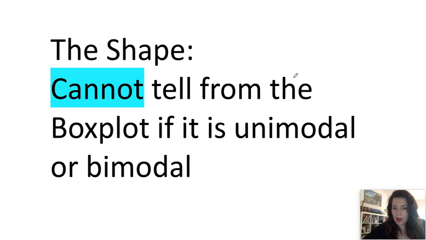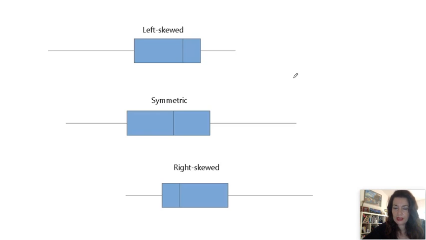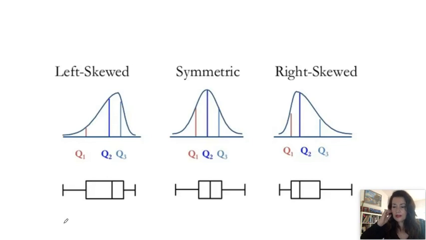Now, one thing from a box plot, you cannot tell the shape, whether it's unimodal or bimodal, but you can tell if it's skewed or symmetric. So let's take a look at the difference. All right, how to tell the shape of a box plot. When you look at your box plot, if you can draw a curve, again you wouldn't be able to tell if this is unimodal or bimodal, but you can look at your box plot and see where your median is.